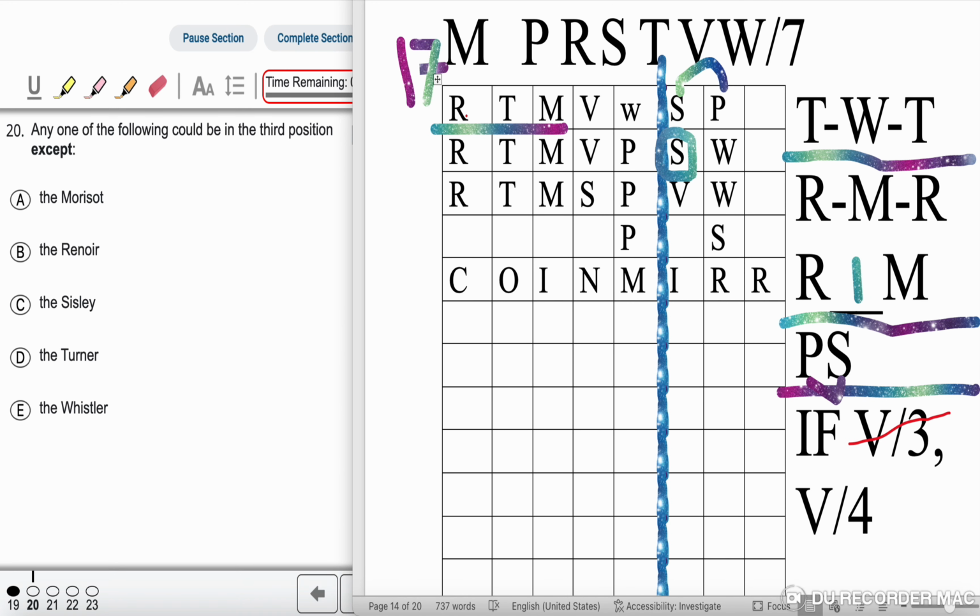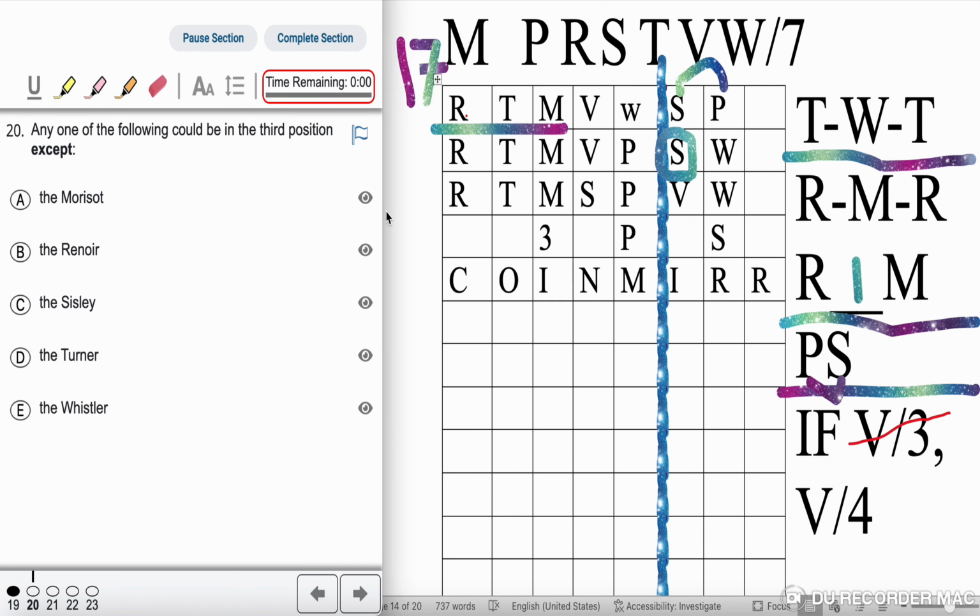Question 20, anyone could be in the 3rd position, except I don't like answering these questions. I like to skip these ones and come back, because we don't have enough worlds to answer this question. Right now it's asking about this position right here, which could be considered number 3, so I'll put the number in if you don't see it. Number 3, they're asking which one could not be. We already see it's M, so go ahead and remove that.